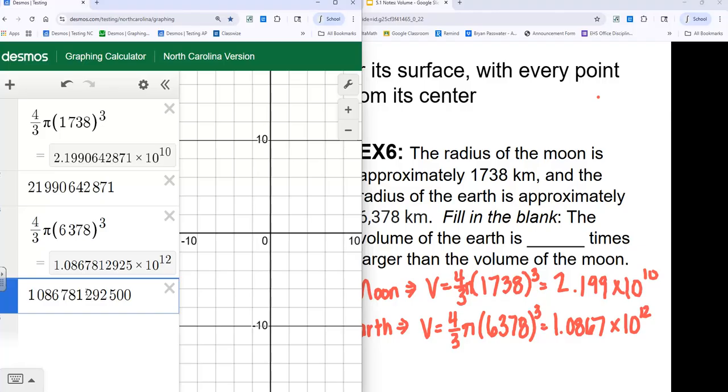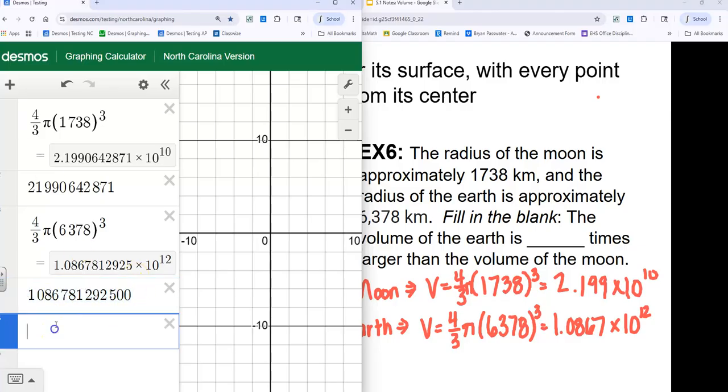So if we're talking how many times bigger, we're talking about multiplying, right? But I'm not going to multiply these two numbers together. That would just give me a huge number. I need to know what number I could multiply by here. I take the moon's volume, I multiply it by some number, it gives me the answer, right? So to figure that out, you would have to divide.